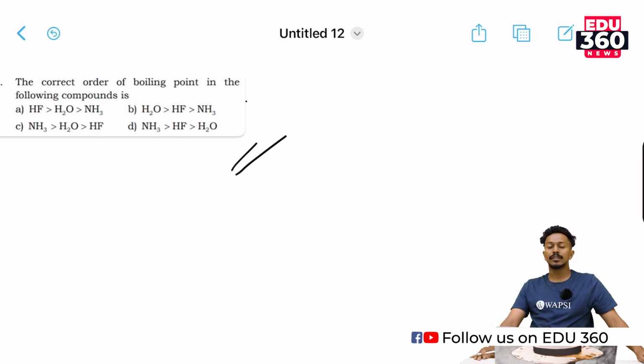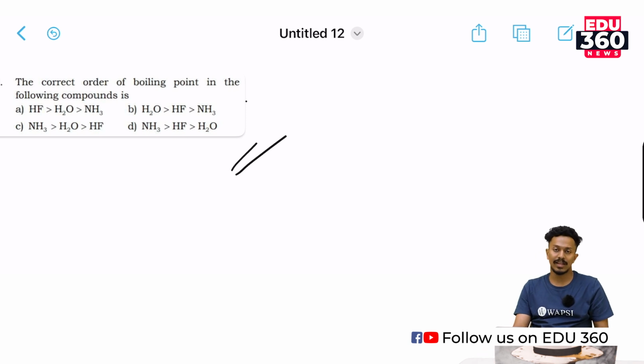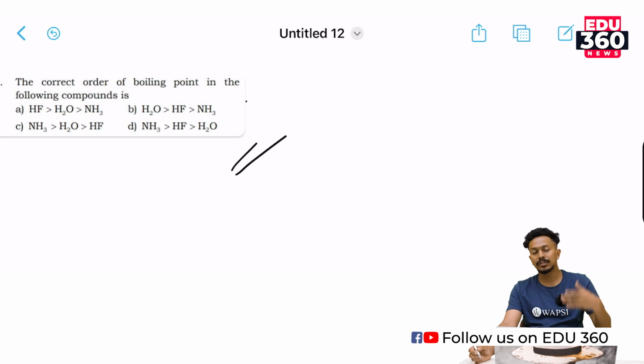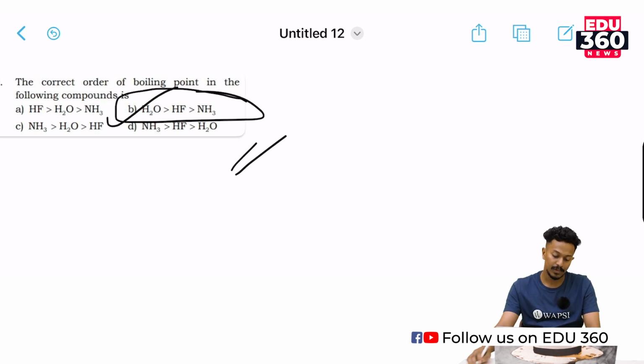Well, regarding HF, fluorine is a quite electronegative element, and the bond between an electronegative atom and an electropositive atom is so much stronger than that of the NH3, which has a weak bond containing a lone pair. So we could say that ammonia has the lowest boiling point, HF much higher than that of ammonia, and the highest boiling point is with water. Okay, so this is the correct option B.